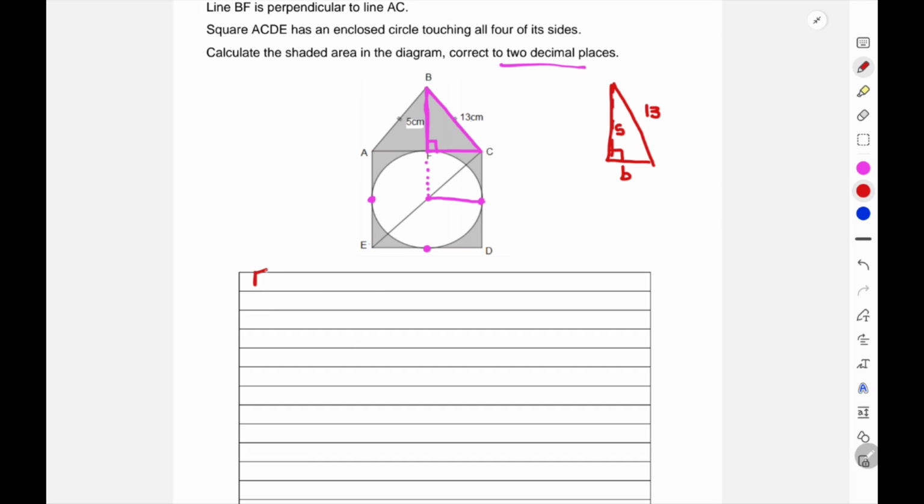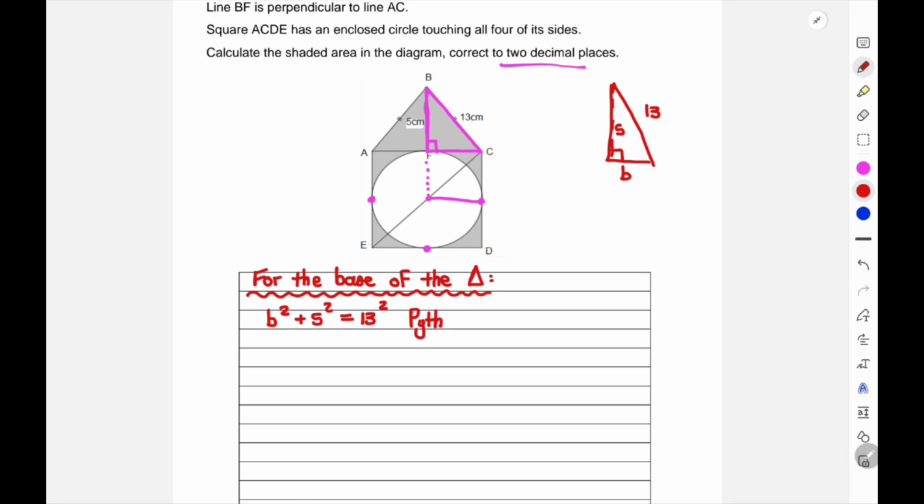for the base of the triangle. I always like to write it nicely so that I can see what I'm doing. I'm going to write it out. So it's b squared plus 5 squared is equal to 13 squared, which is because of Pythagoras.